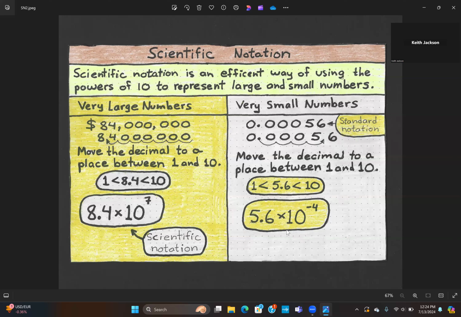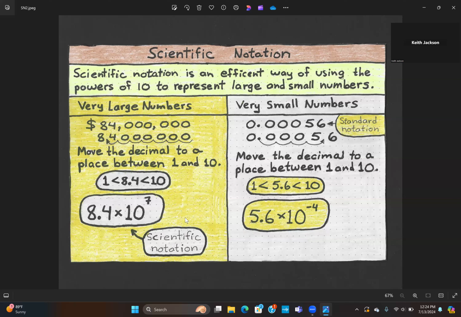And then you ask, well, why is it 10 raised to the negative 4th power? Simply because we had to move the decimal point 4 places over to the right to make that happen. And so for our very small number, we have 5.6 times 10 to the negative 4. And for a very large number, we have 8.4 times 10 raised to the 7th power.